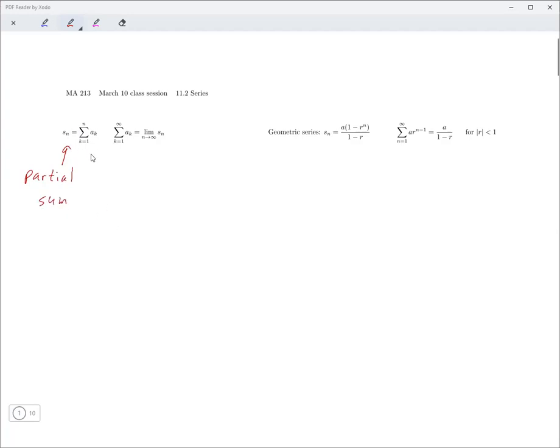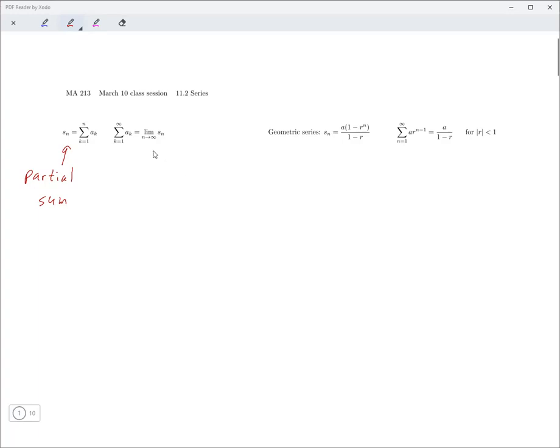S sub n, the nth partial sum. And so the variable here is the n. You're adding up the first n terms. So like if n is 5, you're adding up the first 5 terms. If n is 10, you're adding up the first 10 terms. If n is 1,000,000, you're adding up the first 1,000,000 terms.